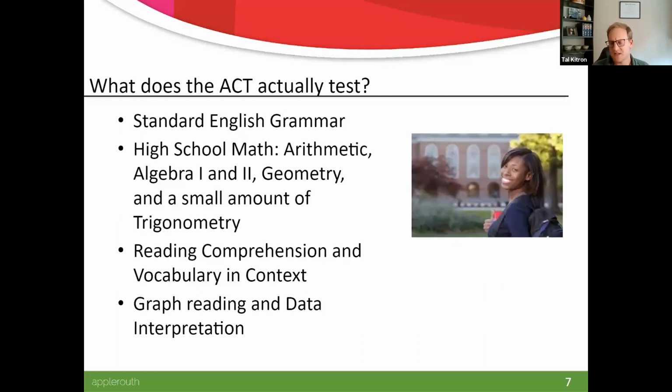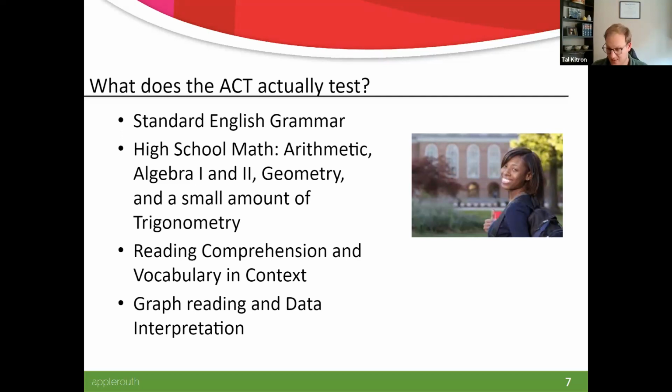So what's on this test? Ton of overlap with the SAT. So a lot of Common Core stuff: English, grammar, and rhetoric. So punctuation, possession, clauses, pronouns, all sorts of stuff. High school math, and in ACT it includes a lot.